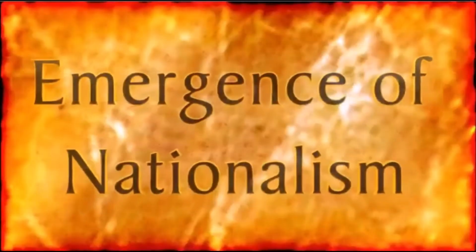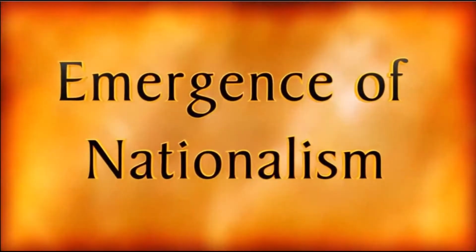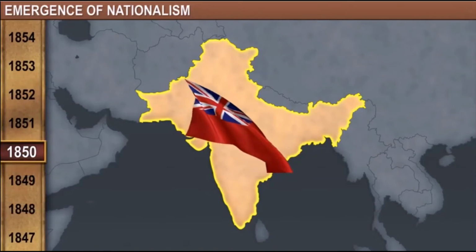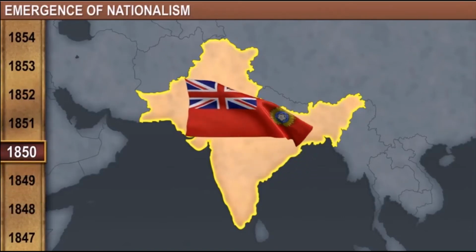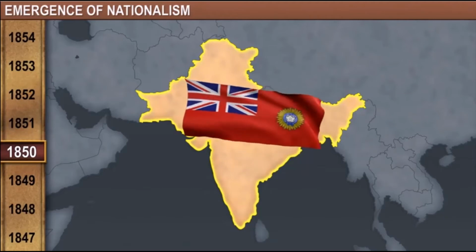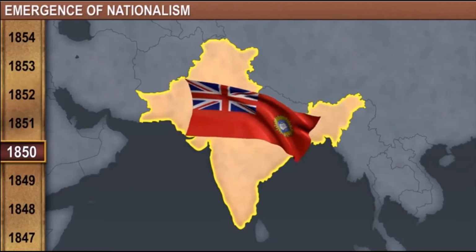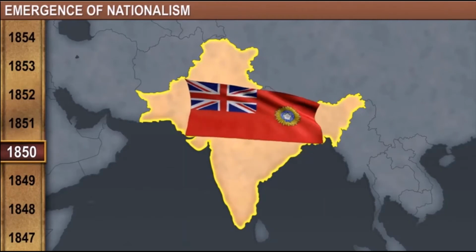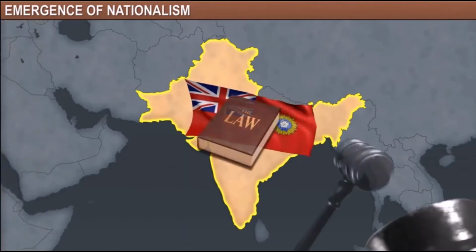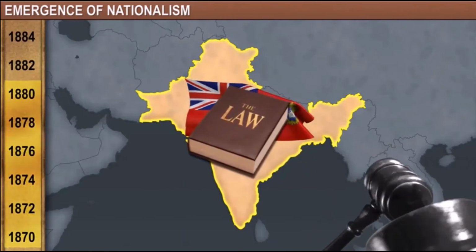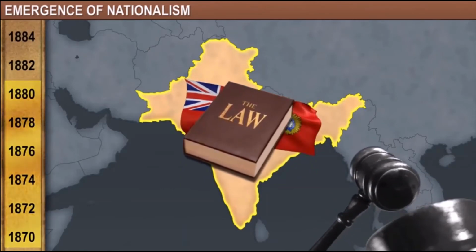In this module, you will learn about the emergence of nationalism in India. Almost all Indians felt that the British were controlling their lives and resources. They now wanted independence from the British. This intensified in the 1870s and 1880s with new laws imposed by the British.